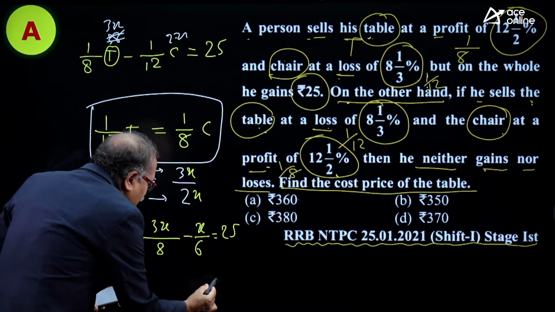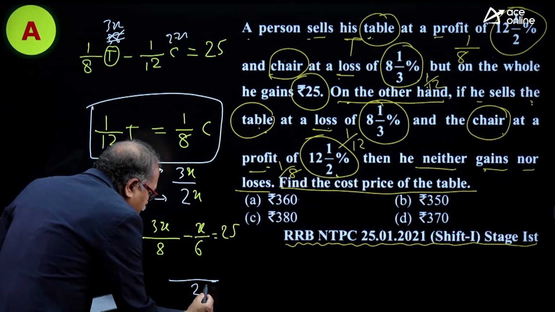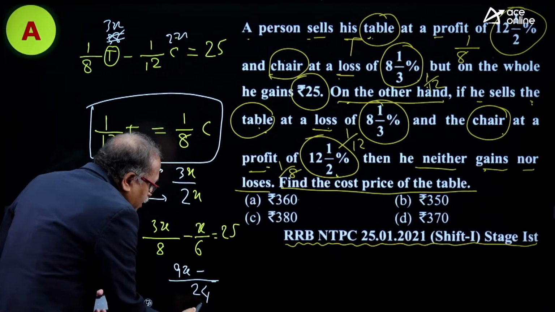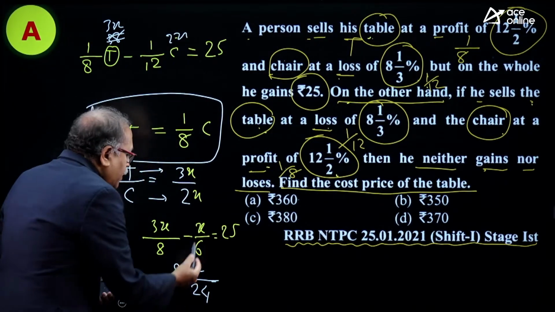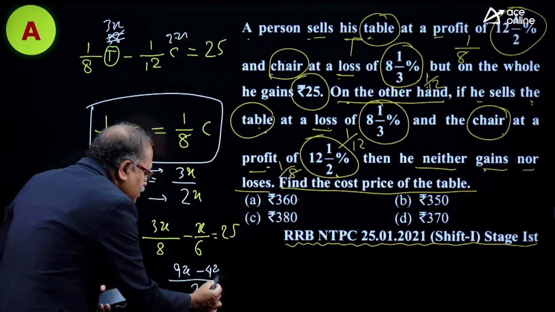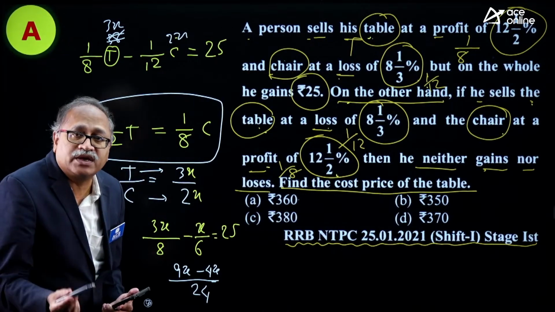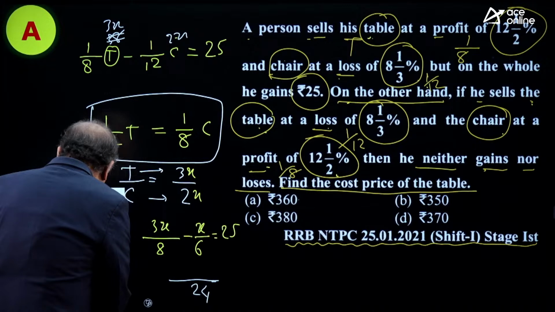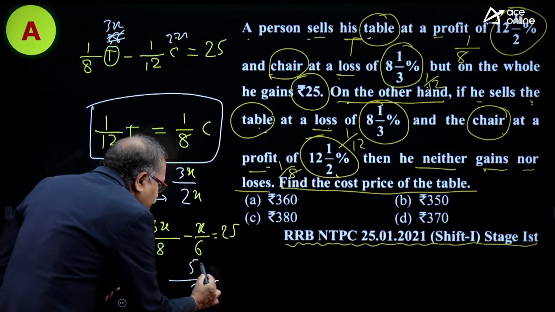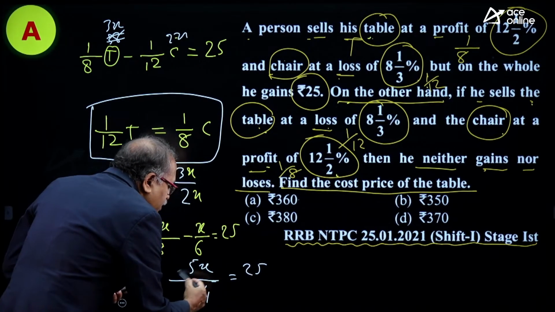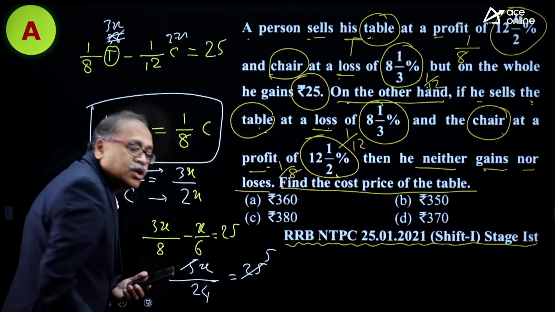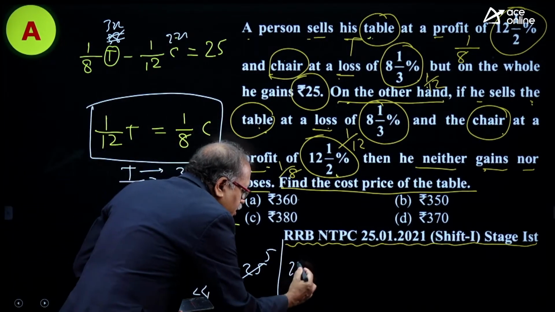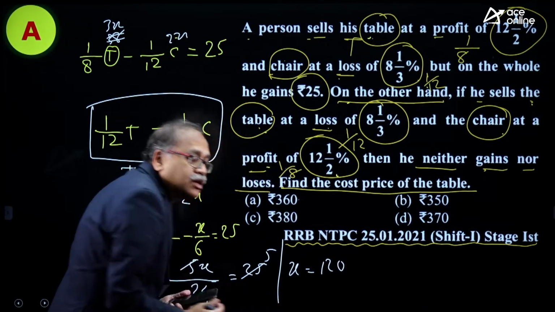Here I am taking the LCM, which is 24. So this is 3 times, that is 9x over here, and this is how many times? 4. So 4x over here. This is nothing but 9x minus 4x, that is 5x. I will write this as 5x, which is equal to 25. Then x is equal to 5 into 24, that comes to 120. So I got x is equal to 120.